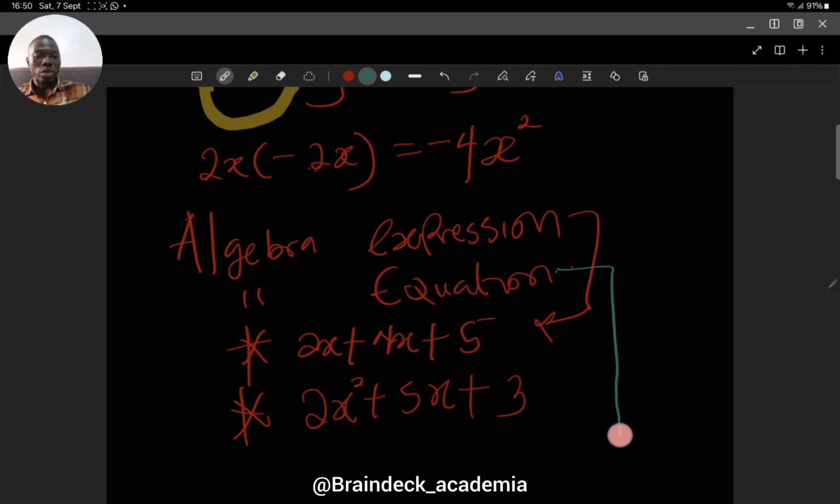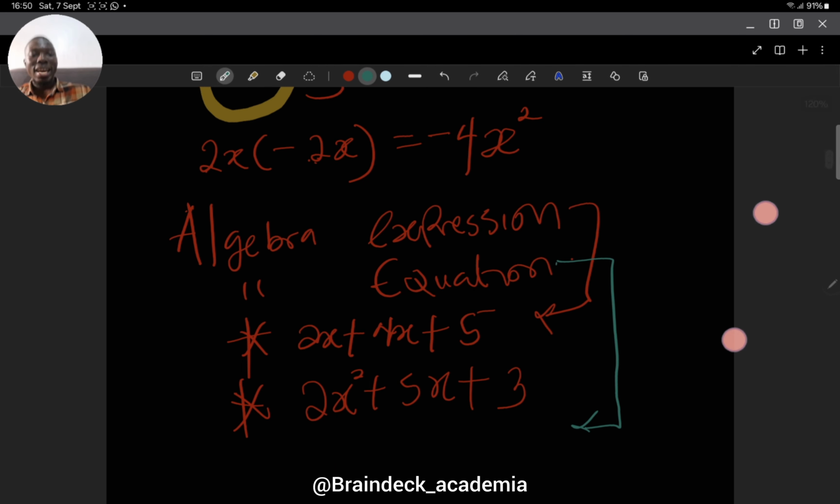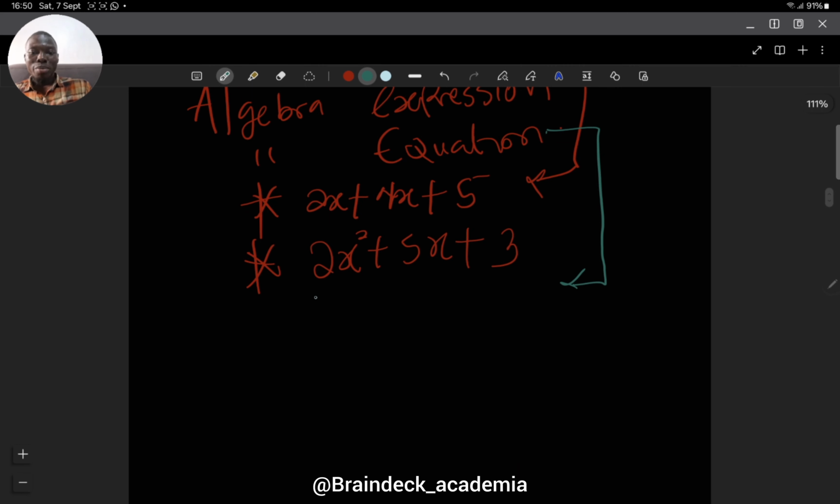An equation has two sides to it. That means you have the right hand side and the left hand side. An equation can be something like this, maybe 2x plus 4x equal to, let's say, 5. Now there are two sides to this. We have the left hand side and the right hand side.